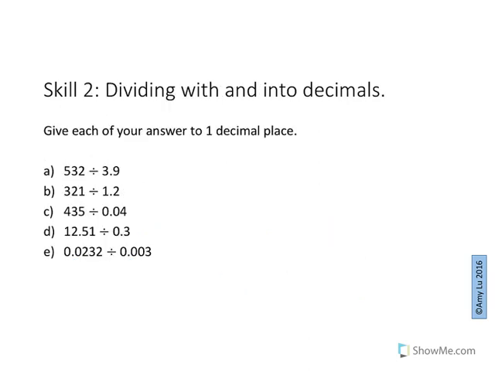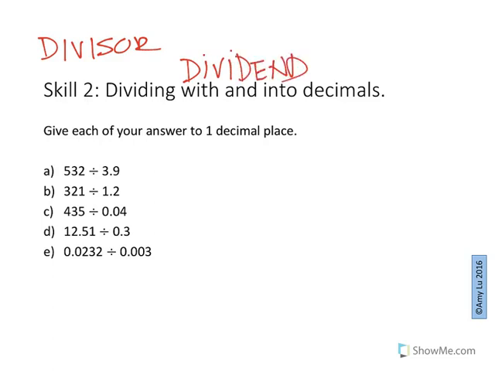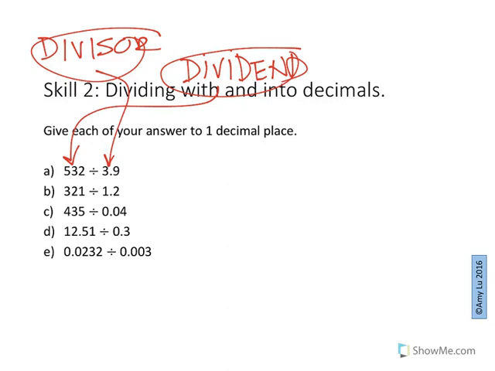Now, when it comes to dividing with and into decimals, we have two words we need to know: the divisor and the dividend. The dividend is the number we are dividing into. The divisor is the number we are dividing by. Now when you have a divisor that's a decimal, we want to eliminate that decimal. So let's think about it like this.